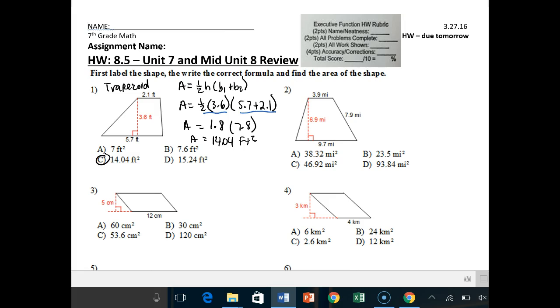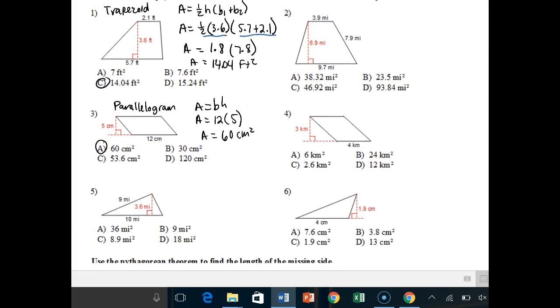Number 2 is a trapezoid, so just follow the exact steps that we followed on number 1. Number 3, we have a parallelogram. The formula for a parallelogram is simply area is equal to base times height. So we'll plug in for those numbers. In this case, our base is 12, and our height is 5. So essentially we're just doing 12 times 5, which is 60 centimeters squared. Number 4 is also a parallelogram, so just follow the same steps.